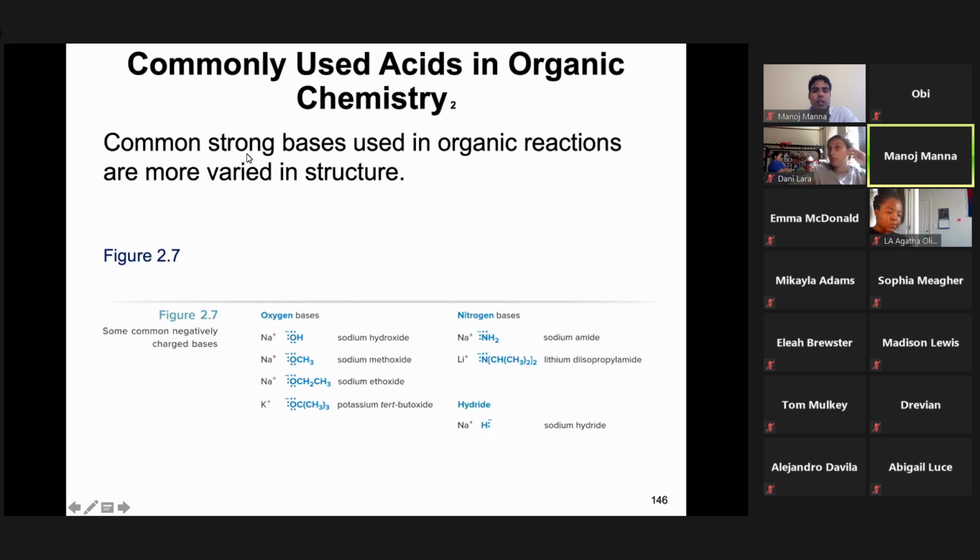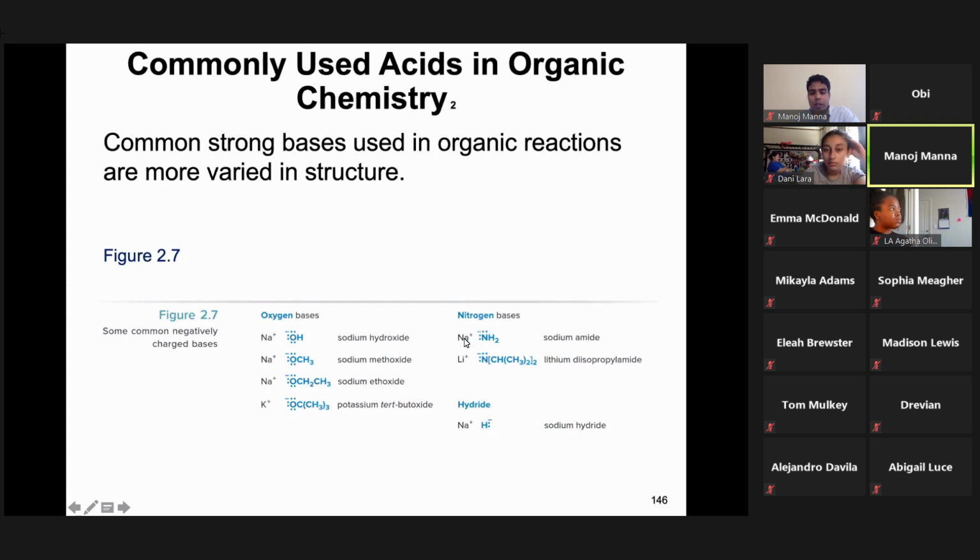You can see common strong bases used in organic reactions. If you have sodium hydroxide, sodium methoxide, or sodium ethoxide, these two we call alkoxides, because you have a counter ion and the negative species we call alkoxide. If you have methyl, we call it methoxide. If you have an ethyl group, we call it ethoxide. The negative charge is over oxygen. These are examples of bases.